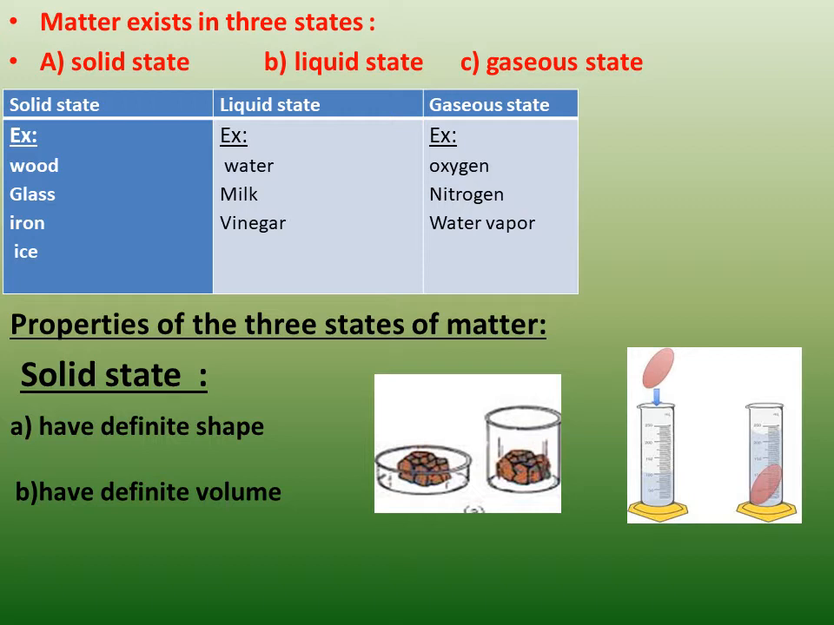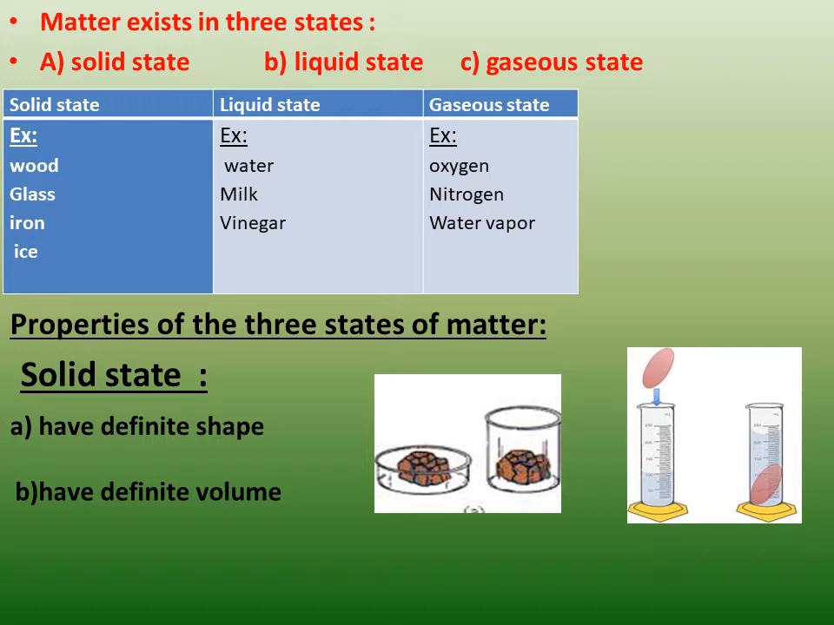Properties of the three states of matter. Solid state. To identify the shape and the volume of solids, we should put objects inside a cylinder containing water, and we compare between the shape and the volume before and after putting them in the cylinder.